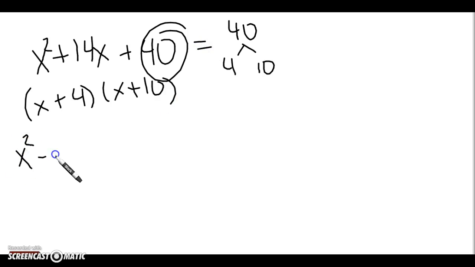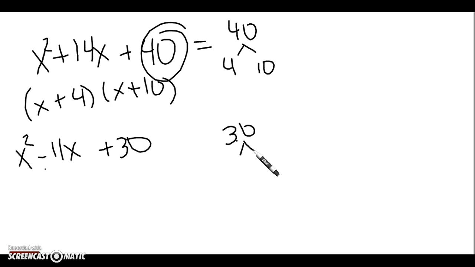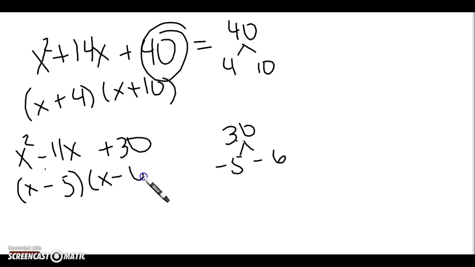x squared minus 11x plus 30. So this is negative, so I'm going to use negative factors. So for 30, we know that it's not going to be 1 and 30. It's not going to be 2 and 15. But negative 5 and negative 6, when I add those, I get negative 11. So I get x minus 5 and x minus 6.